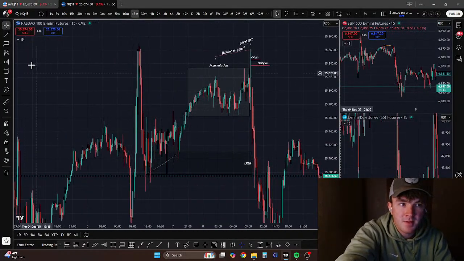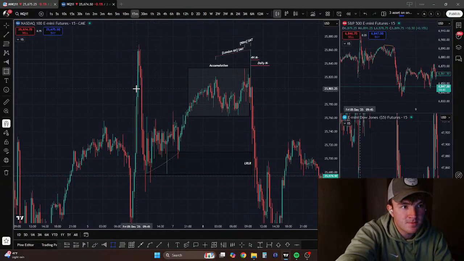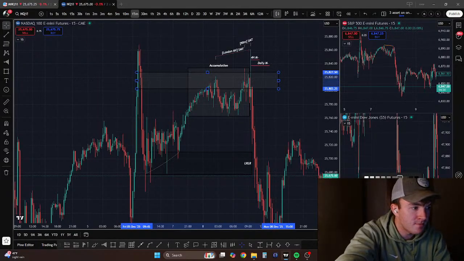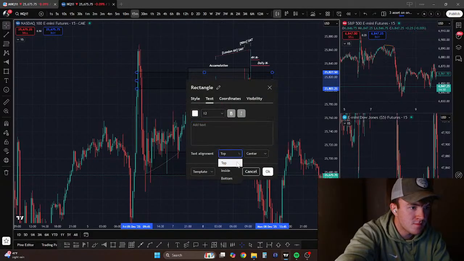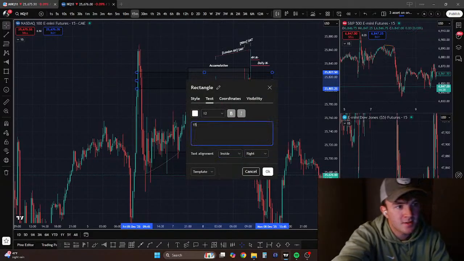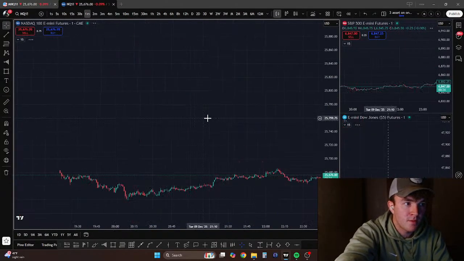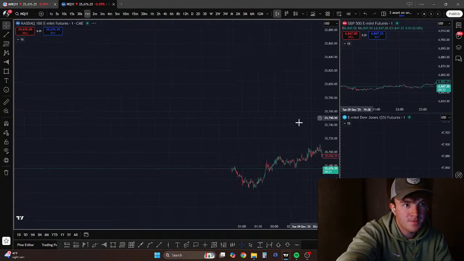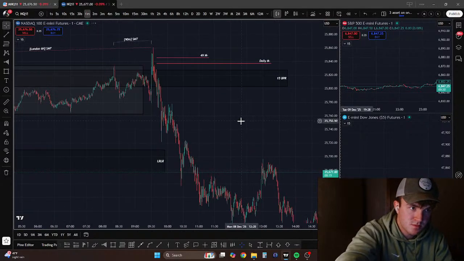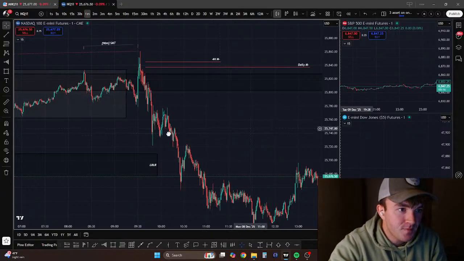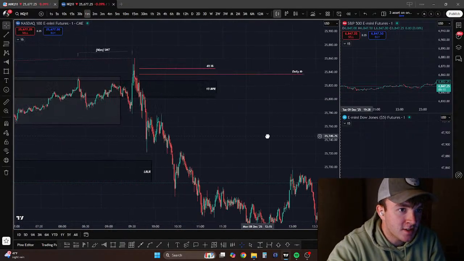We had a 15-minute balanced price range. Maybe even you could consider this an order block. I don't know. It doesn't really matter to me. So the way you could take this is 15-minute BPR and then 1 minute change in state. Yeah, that's so nice, actually.